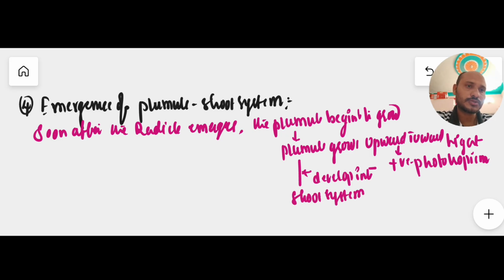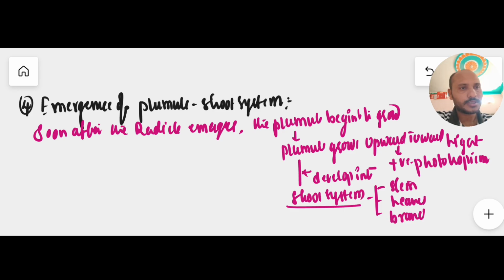These shoot systems include the stem, leaves and various branches of the plant. Likewise, there is emergence of the plumule soon after the radicle emerges. And then we move on. Here we need to know what exactly the plumule and radicle are. To know them, we should know the structure of a seed.